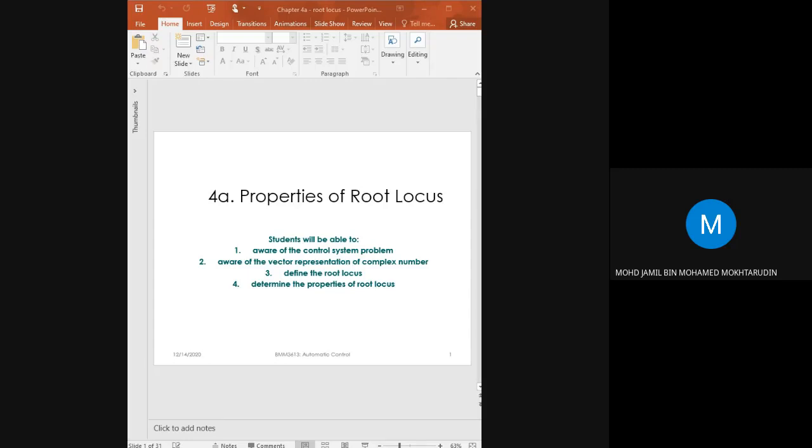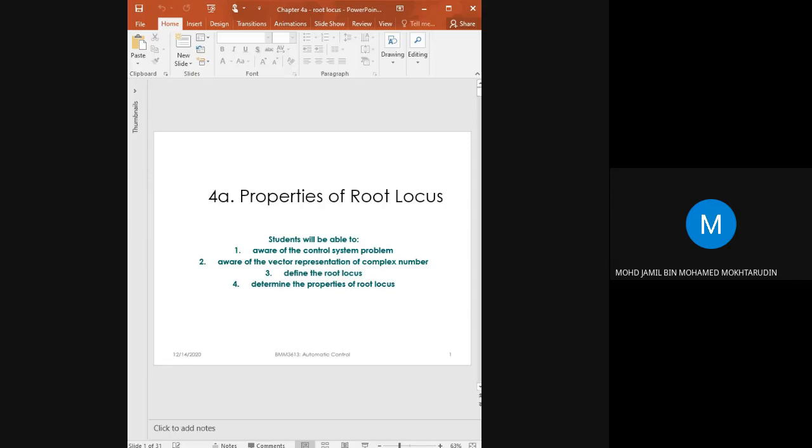Okay, so for today, we are going to learn a new topic. We are going to learn chapter 4. Chapter 4 is about root locus. So far you have learned about determining the stability of a system using poles. You can plot the poles on the S-plane.